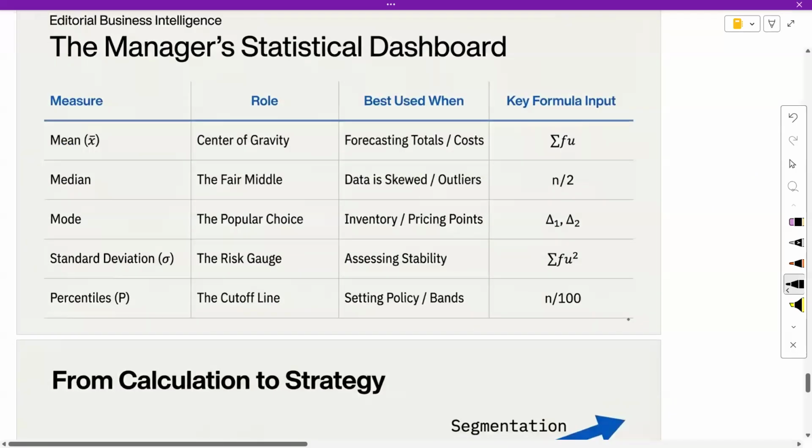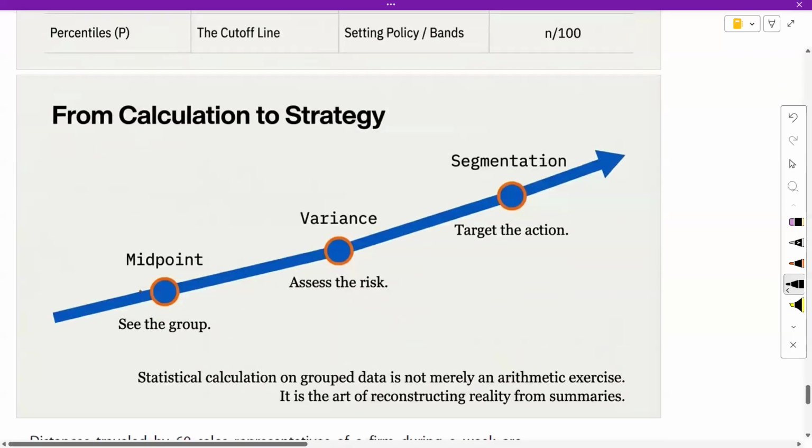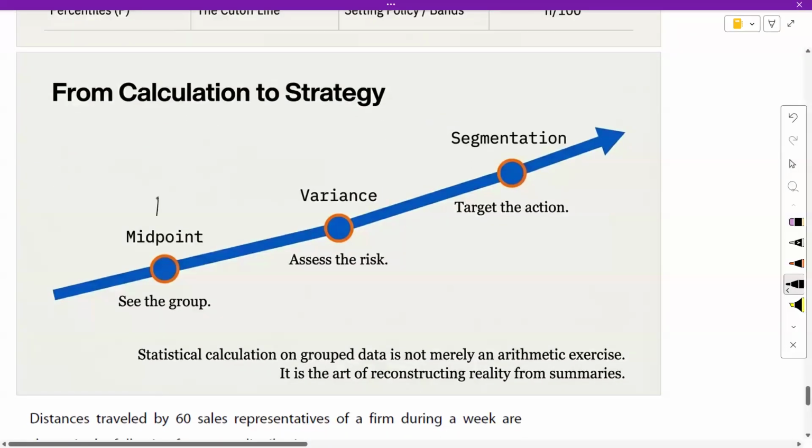So this is the summary sheet: the mean, median, mode, standard deviation, percentile. This is what we studied. First, we studied the midpoint, mean, median, right? Then we studied variance and standard deviation, and range, interquartile range, mean deviation, right? We have discussed variance and the segment target actions. So we can make some policy decisions.